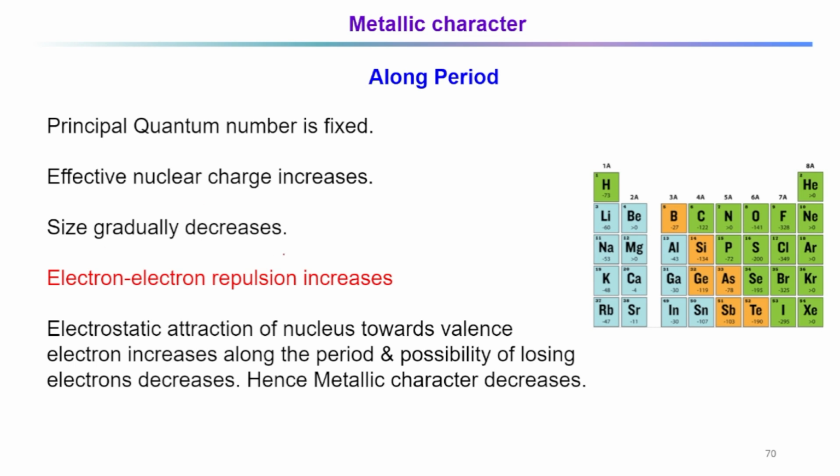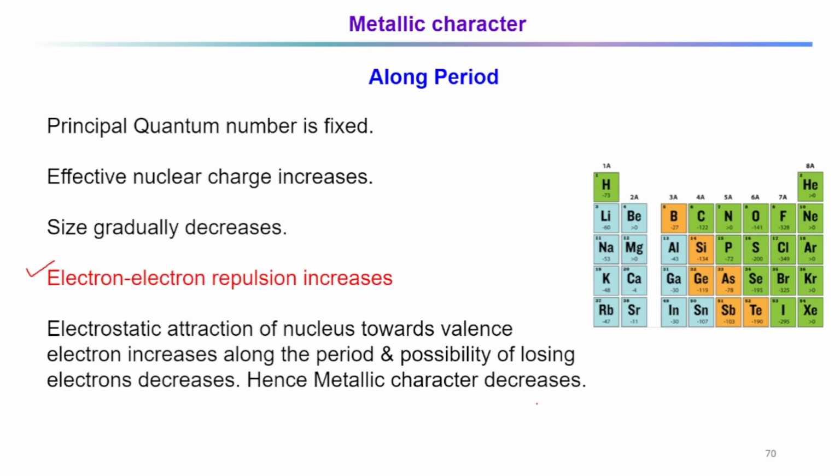Now size gradually decreases. This also we have already seen. And the other factor is electron-electron repulsion also increases, but this is a minor factor. We are not going to consider this in this case. So for this, the electrostatic attraction of the nucleus towards the valence electron increases along the period, and the possibility of losing electrons decreases. Hence the metallic character decreases.